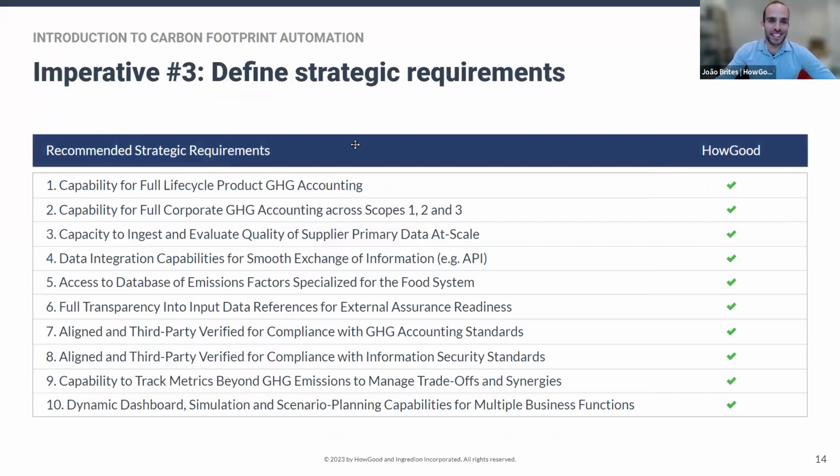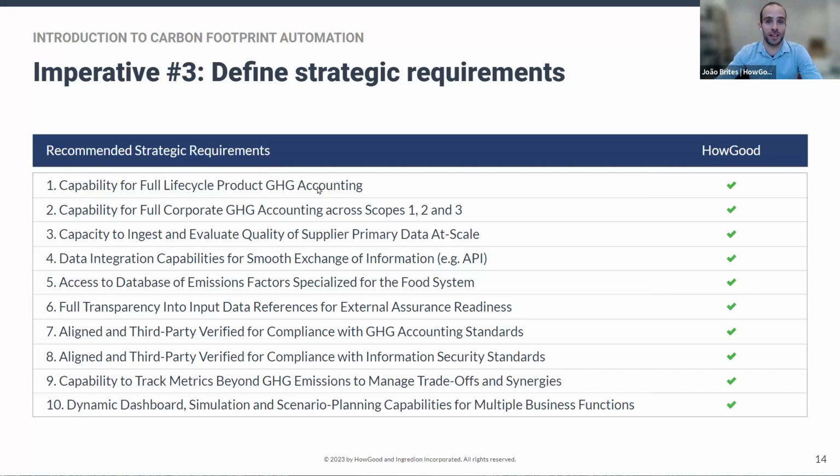And last but not least, we then have the defining strategic requirements of what you're trying to build. If you're trying to automate GHG accounting, there are probably a couple of things that you should be looking at. This is applicable whether you're looking for a third-party provider or trying to build your own solution. Here are some of the things that we recommend from the team here at HowGood. The first one is you want to have capability for full life cycle product GHG accounting.